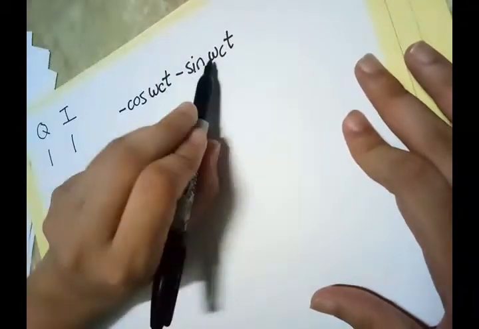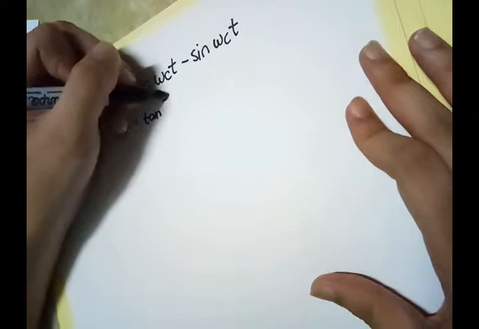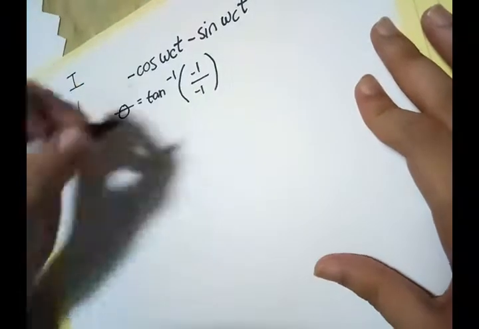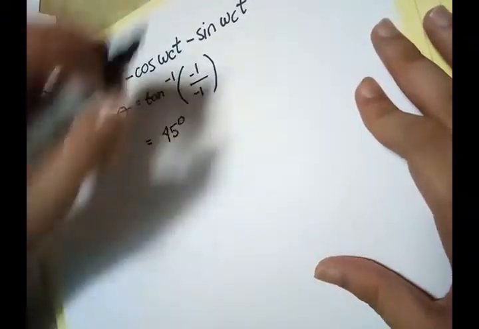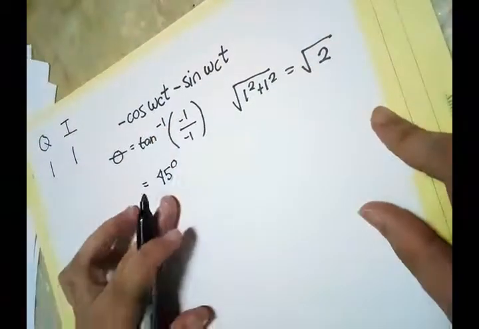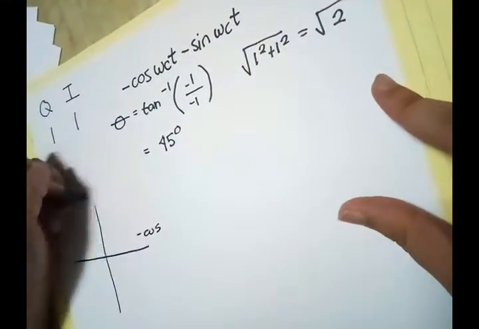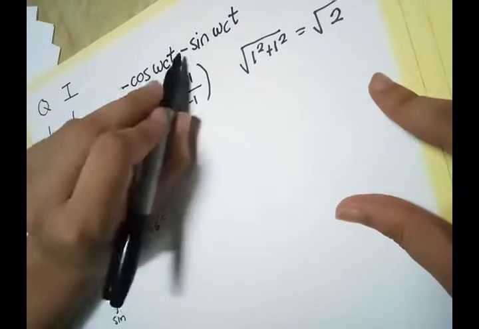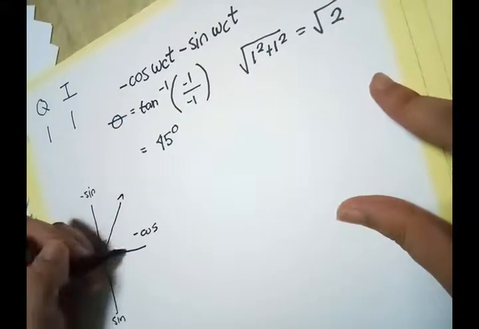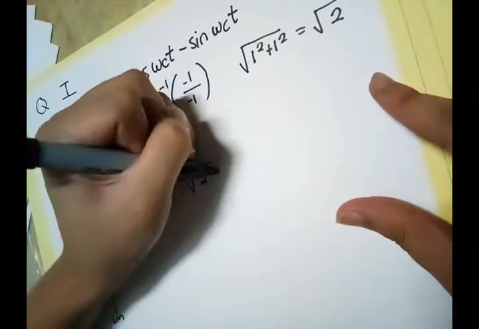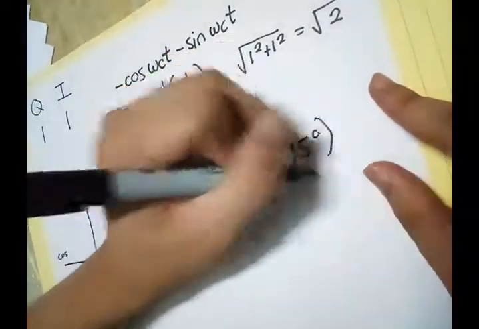Lastly, we'll have a combination of 1 and 1, which is a negative cosine omega ct minus sine omega ct. Still getting the angle, inverse tangent, negative 1 over 1 is 45 degrees, and the magnitude is square root of 2. Looking at the phasor diagram, negative cosine and negative sine is located at quadrant 1, which is positive. Combining all the answers, we'll have negative.